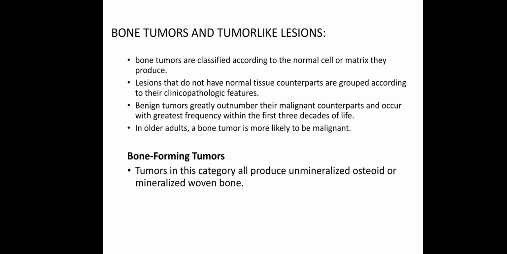In older adult, a bone tumor is more likely to be malignant. Now, bone-forming tumors, tumors in this category all produce unmineralized osteoid or mineralized woven bone.